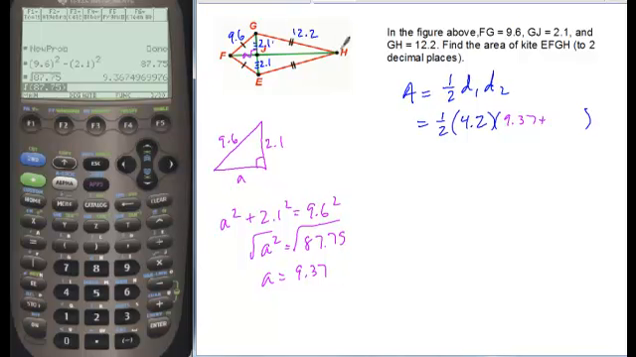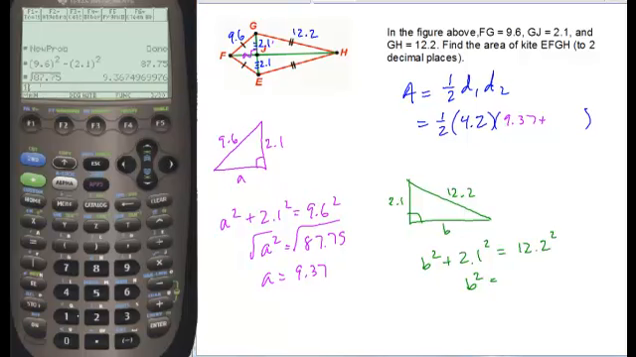And now we're going to find the remaining portion here, JH. It also is formed by a right triangle. This right triangle has a hypotenuse of 12.2. The 2.1 is still its leg. So if I call this B here, I can use the Pythagorean theorem once again. B squared plus 2.1 squared is equal to 12.2 squared. And we solve it the same way we did for A.